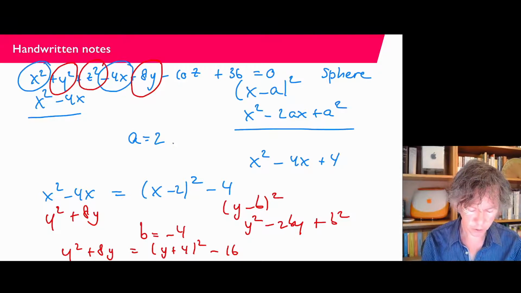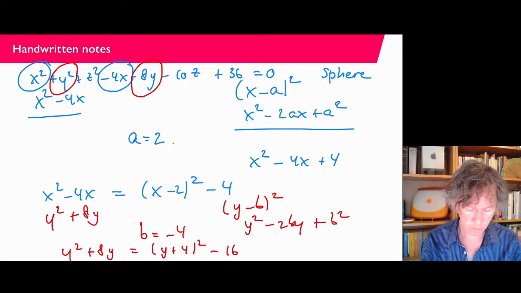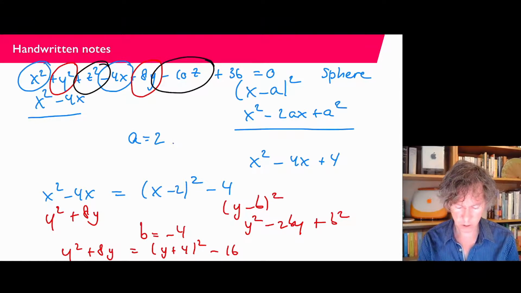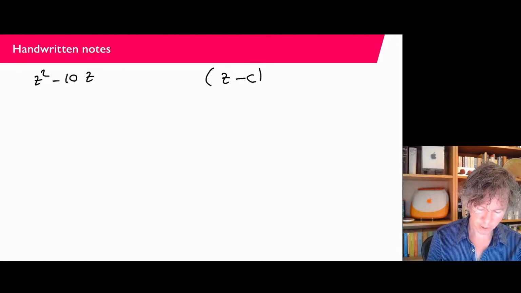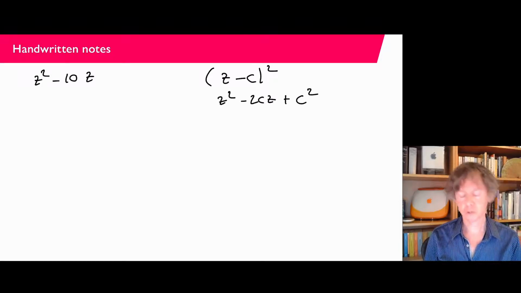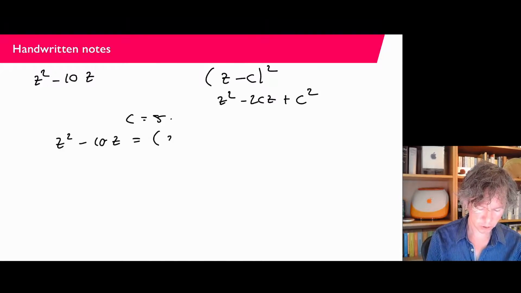Finally, I have z squared minus 10z. Oh, I should do that in a different color, sorry. Z squared minus 10z. So let's do that on a new slide. So I have z squared minus 10z. I would like to write that as z minus c squared. Z squared minus 2cz plus c squared. So if you want them to be the same, you should pick c equal to 5. And then what we find is that z squared minus 10z is z minus 5 squared minus 25.